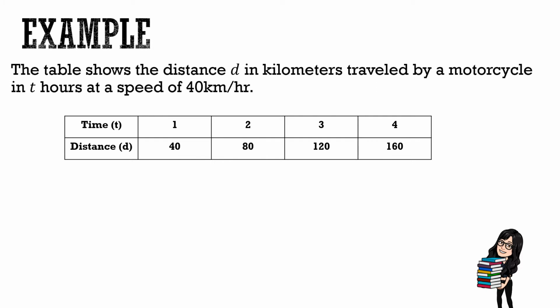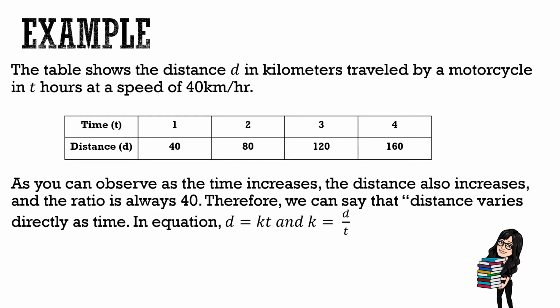The table shows the distance d in kilometers traveled by a motorcycle in t hours at the speed of 40 km per hour. As you can observe, as the time increases, the distance also increases, and the ratio is always 40. Therefore, we can say that the distance varies directly as the time. In the equation, d is equal to kt and k is equal to d over t.